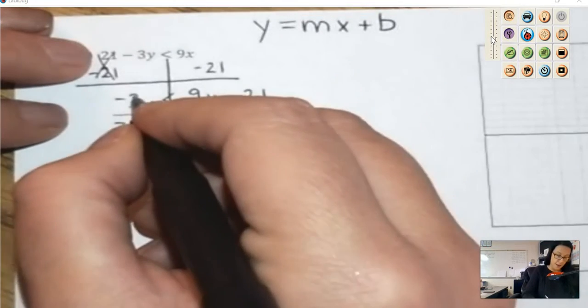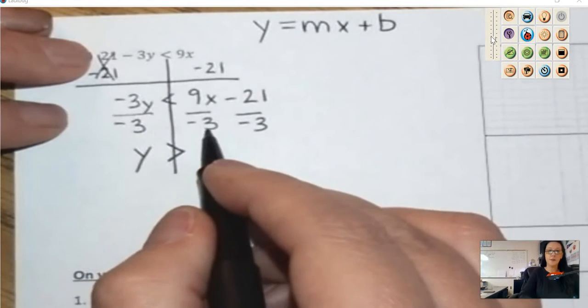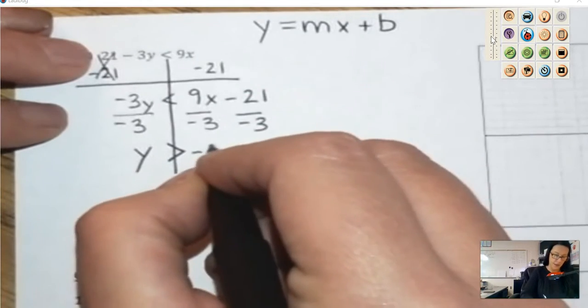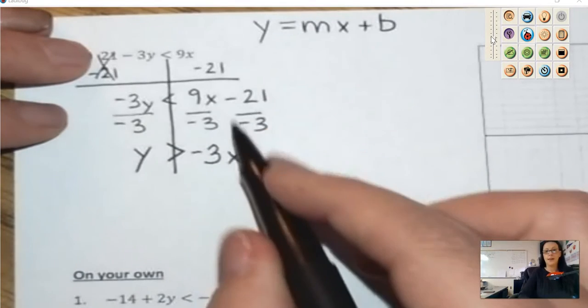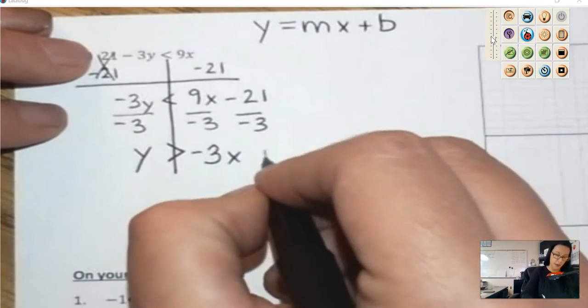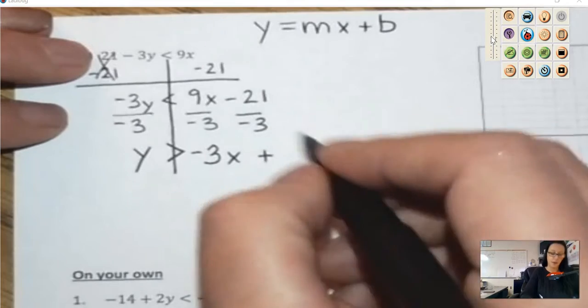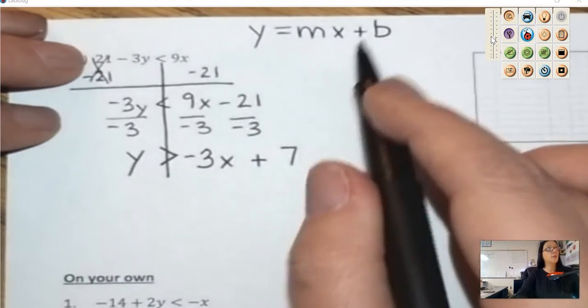Negative 3 divided by negative 3 is just 1, so I have 1y. 9 divided by negative 3 is negative 3, and then we have our x. Negative 21 divided by negative 3. A negative divided by a negative is positive. 21 divided by 3 is 7. Okay, now it's in slope-intercept form.